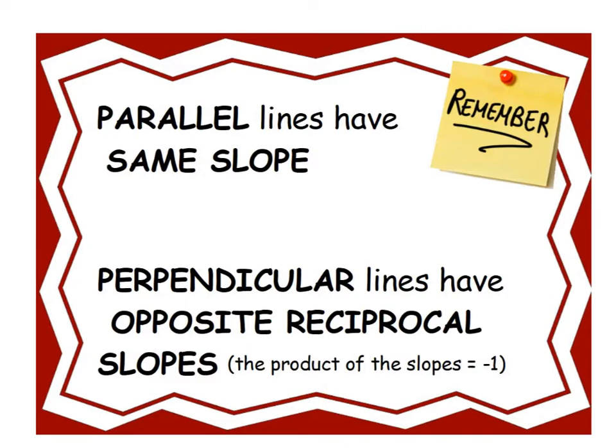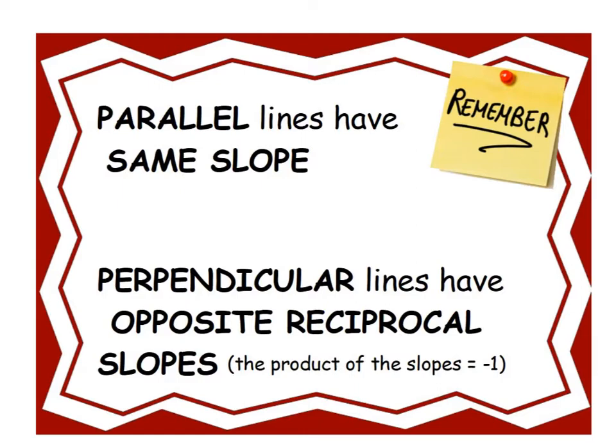So I got this on a slide. Parallel lines have the same slope. So we need to remember that. And then perpendicular lines have opposite reciprocal slopes. Opposite sign and then flip it. And really what that means, and I think this is in your Math Excel homework, is that the product of the slopes will always equal -1.